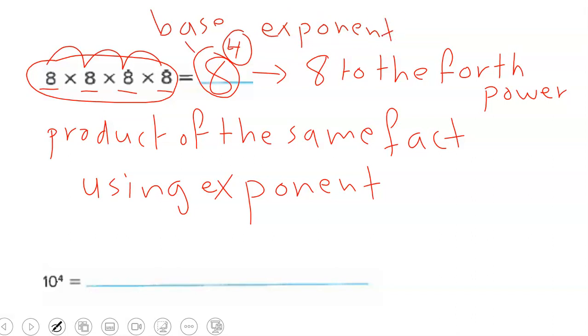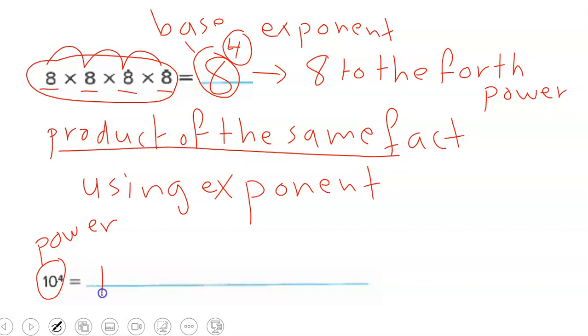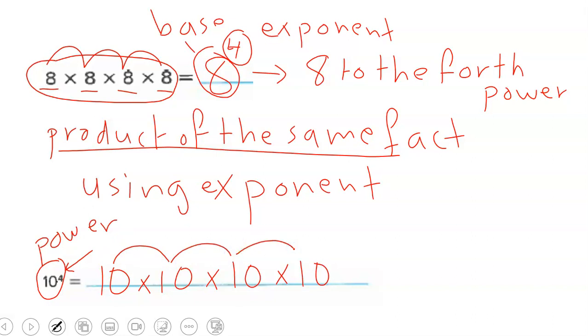Okay, here we have 10 to the 4th power. What do we call this? This is called power. I want to write it as a product of the same factor. So what is the factor? 10. How many times do I multiply it? Look at the exponent, 4 times. So I multiply 10 4 times. It's easy to find the answer. 10 times 10, 100, times 10, 1000, times 10 equals 10,000.